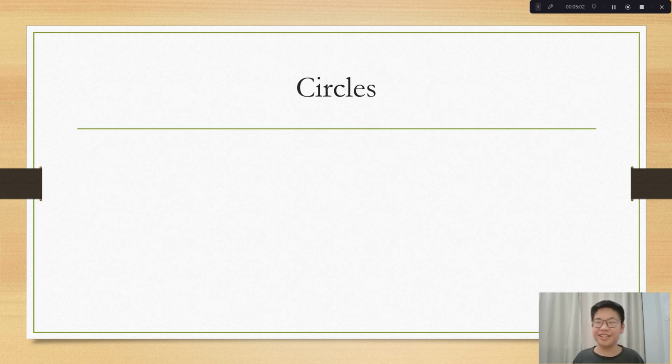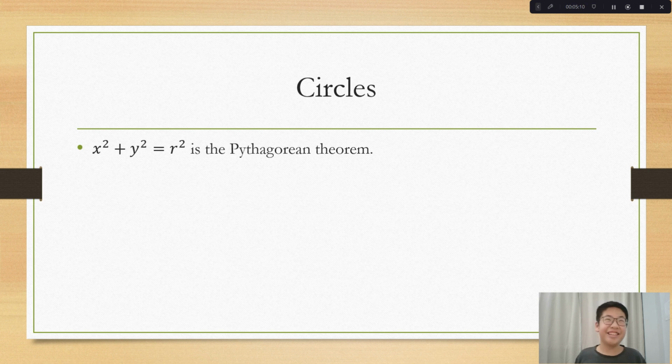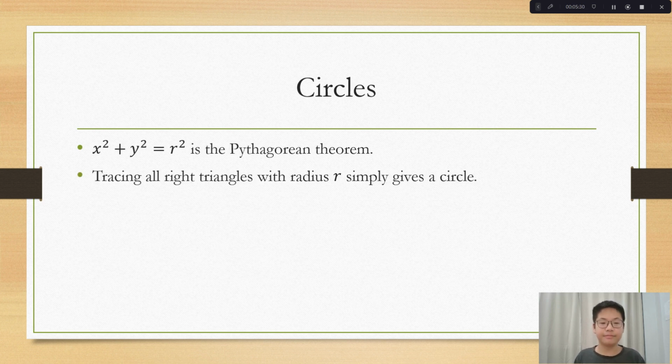Let's talk about circles. Whee! x squared plus y squared equals r squared is the Pythagorean theorem. Well, let me tell you, I don't think the Pythagorean theorem sounds nice. Probably something like reverse shortcut distance formula sounds a lot more groovy and describes the purpose of the formula. Somehow like differentiation and integration get their own notations, which I feel are derived excellently. But Pythagorean theorem? Nah. So tracing all right triangles with radius r simply gives a circle. And when you learn trigonometry, you can see a unit circle. These are all the right triangles with radius 1.